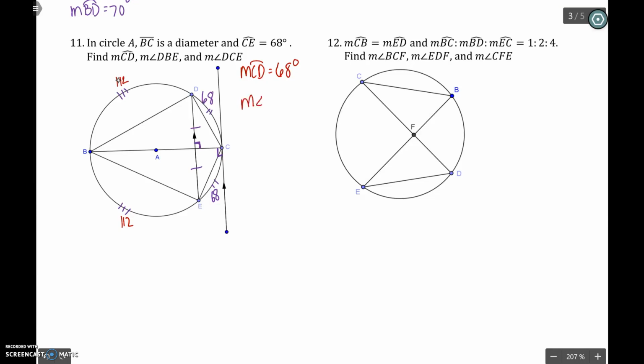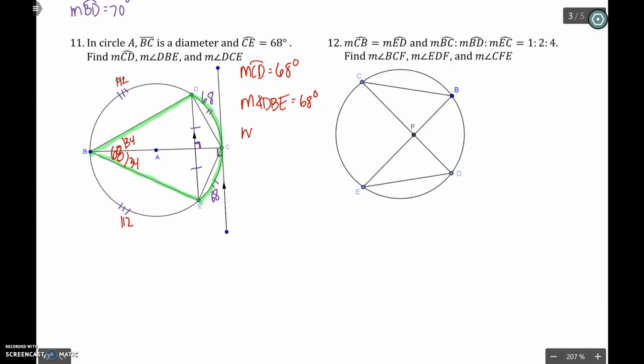They want angle DBE. So angle DBE is here. It's an inscribed angle to this arc out here. So if I put the two 68s together and then divide it by 2, 68 times 2 is 136, and then divide it by 2 is also 68 degrees. Each one of these would have been 34 if you wanted to do them individually.